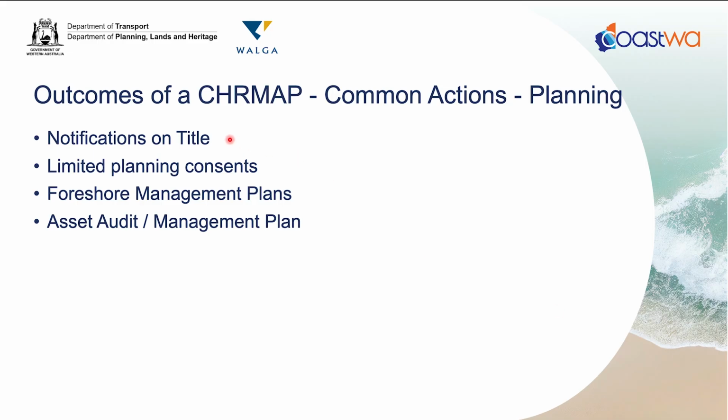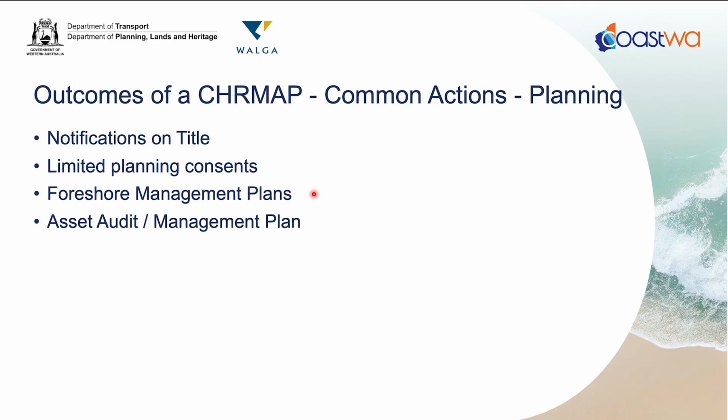The first 4 here. First one is notifications on title, and that's simply creating the scenario where you can place a notification on the property's certificate of title, which is a land tenure matter, and just warning people through that notification that the property is at risk. Limited planning consents, in particular, the Planning and Development Act allows for time-limited planning consents, i.e. this development is approved until X date. That can be paired with an event-limited planning condition, which essentially says this event might happen, and I will show you some examples of that later.